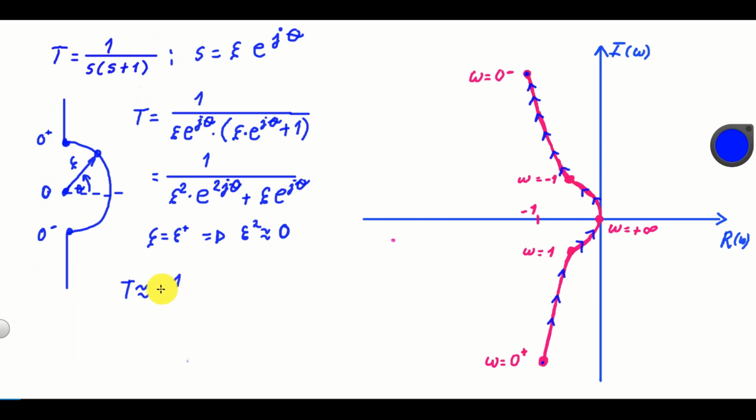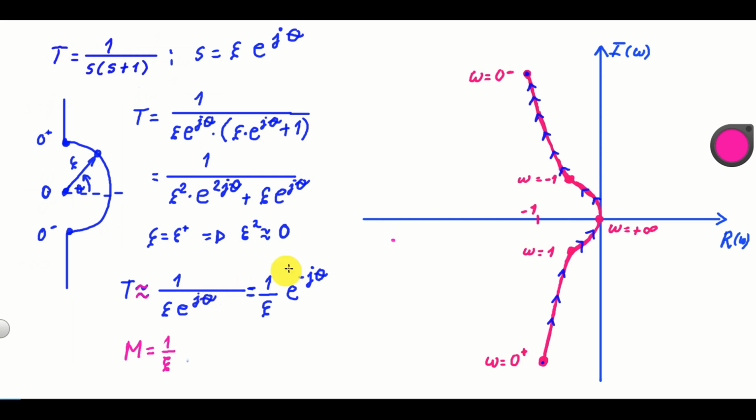1 over epsilon e to the power j theta. Now, this expression can be written like this: 1 over epsilon e to the power minus j theta. And this is a very important expression. From it, we conclude that the modulus, also known as the absolute value or the magnitude of our transfer function, is equal to 1 over epsilon. That is, m is equal to 1 over epsilon.